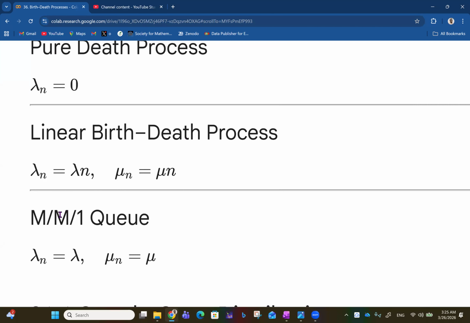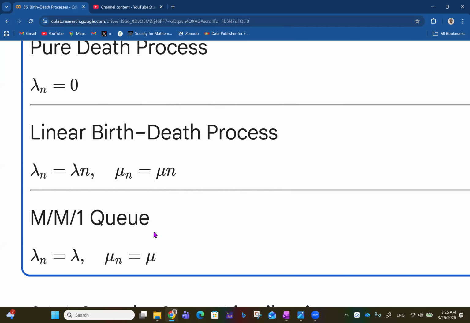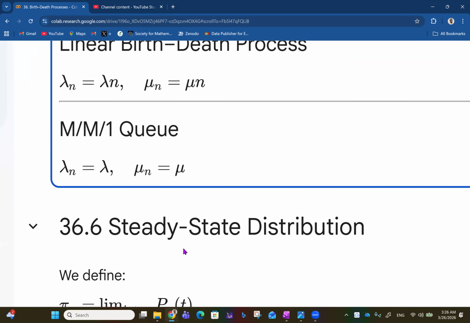Then we also have the M/M/1 queue. You have people in a queue being attended to by just one person. So in that case, lambda n is lambda and mu n is mu. Here lambda is the arrival rate, while mu is the service rate. When people arrive, it's like a birth. When people are serviced and leave the queue, it's like a death process.